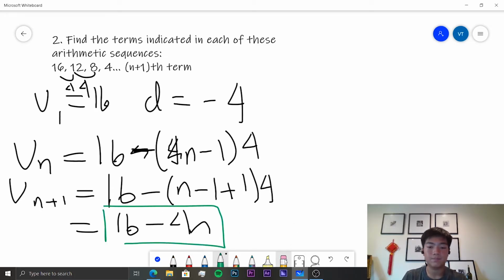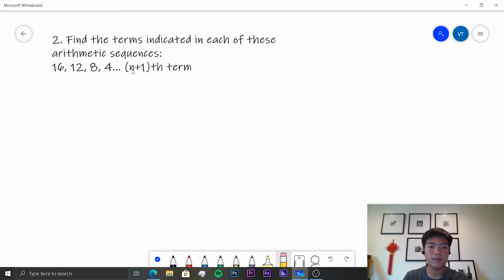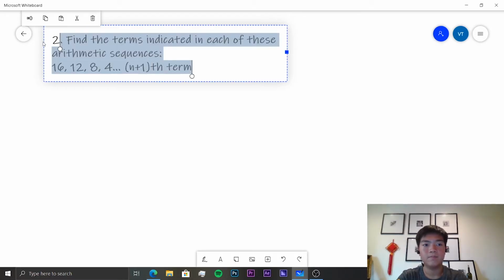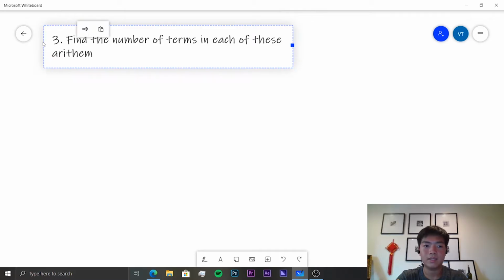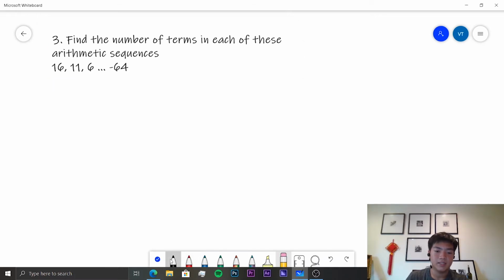Okay, let's move on to the next challenge. We need to find the number of terms in each of these arithmetic sequences. And the first one is 16, 11, 6, and it continues until negative 64. Okay, so it's a bit trickier problem.